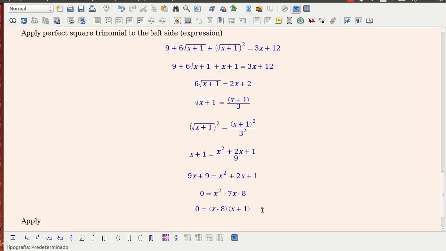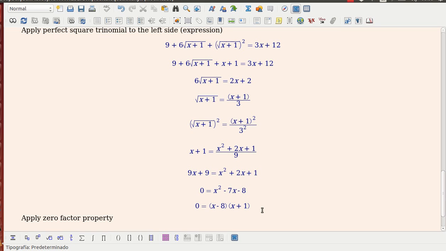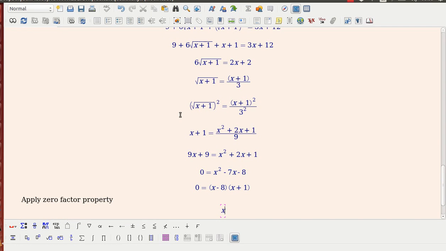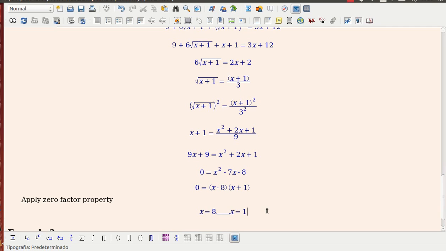And apply the zero factor property. If I apply the zero factor property, I have my two solutions. x minus 8 equals 0, so x equals 8, and x equals 1. Both are solutions of the equation. Check.